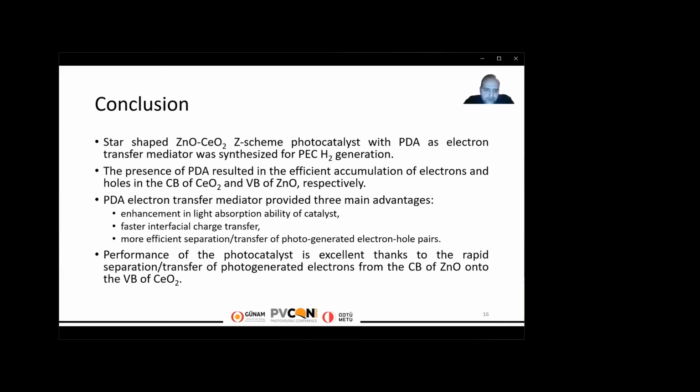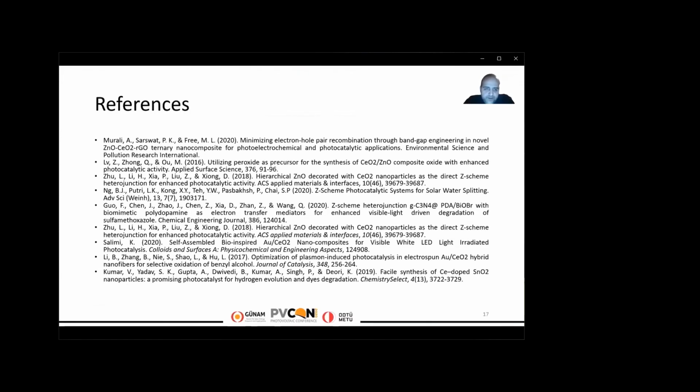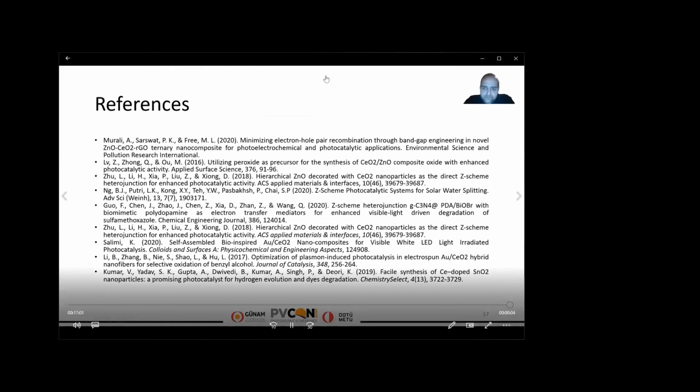The main advantages of polydopamine as an electron transfer mediator were the enhancement in light absorption ability of the catalyst, and it enabled faster interfacial charge transfer and more efficient separation and transfer of photo-generated electron-hole pairs. And the performance of the photocatalyst is excellent thanks to the rapid separation and transfer of photo-generated electrons from the conduction band of zinc oxide onto the valence band of cerium oxide. These are our references, and thank you for listening to me.